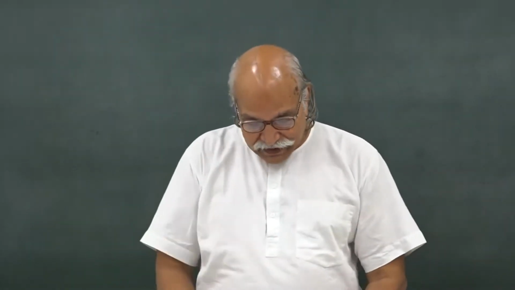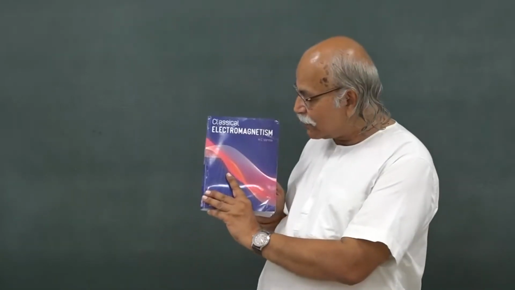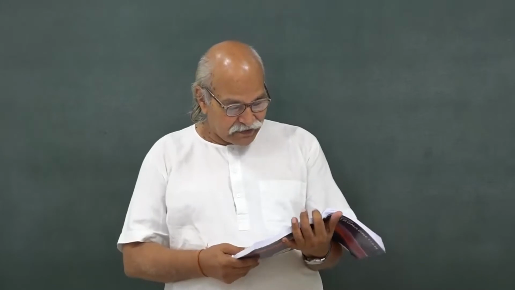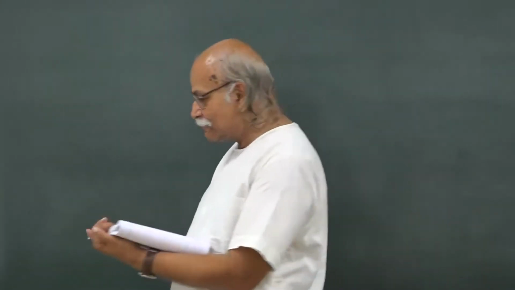So, the problems are from my book, Classical Electromagnetism, Bharti Bhavan, and this electric current is in chapter 10, and from there I am writing some problems. So, the first one is qualitative. Which of the following are examples of steady currents?